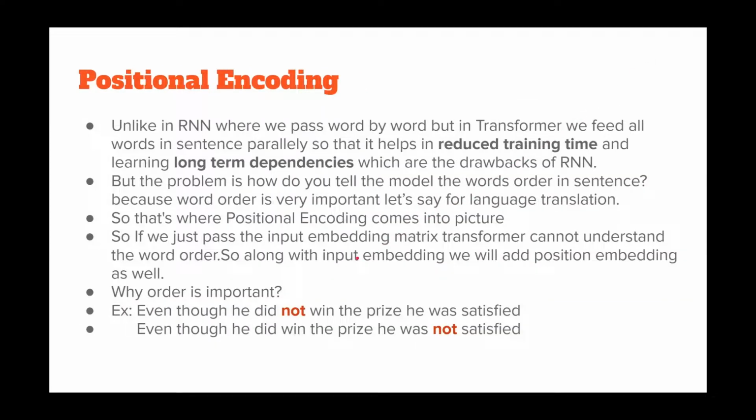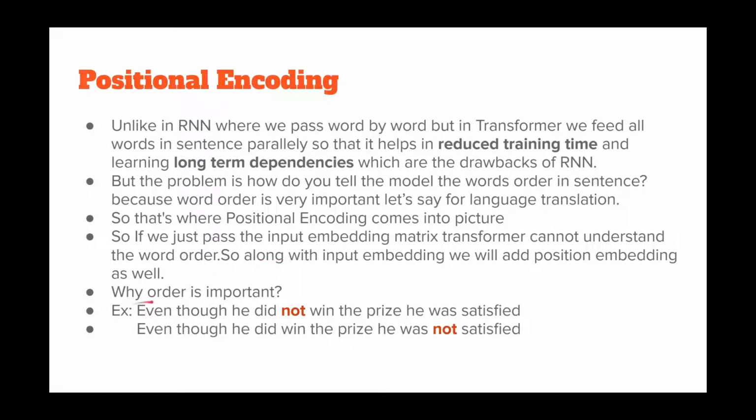Hi, welcome to this lecture. In this lecture, we'll go through what positional encoding is. Unlike in RNN, where we pass word by word, in Transformer we feed all the words in the sentence in parallel, which helps in reducing training time and learning long-term dependencies, which are the drawbacks of RNN. But the problem is, how do you tell the model the word order in the sentence? Because word order is very important, let's say for language translation.